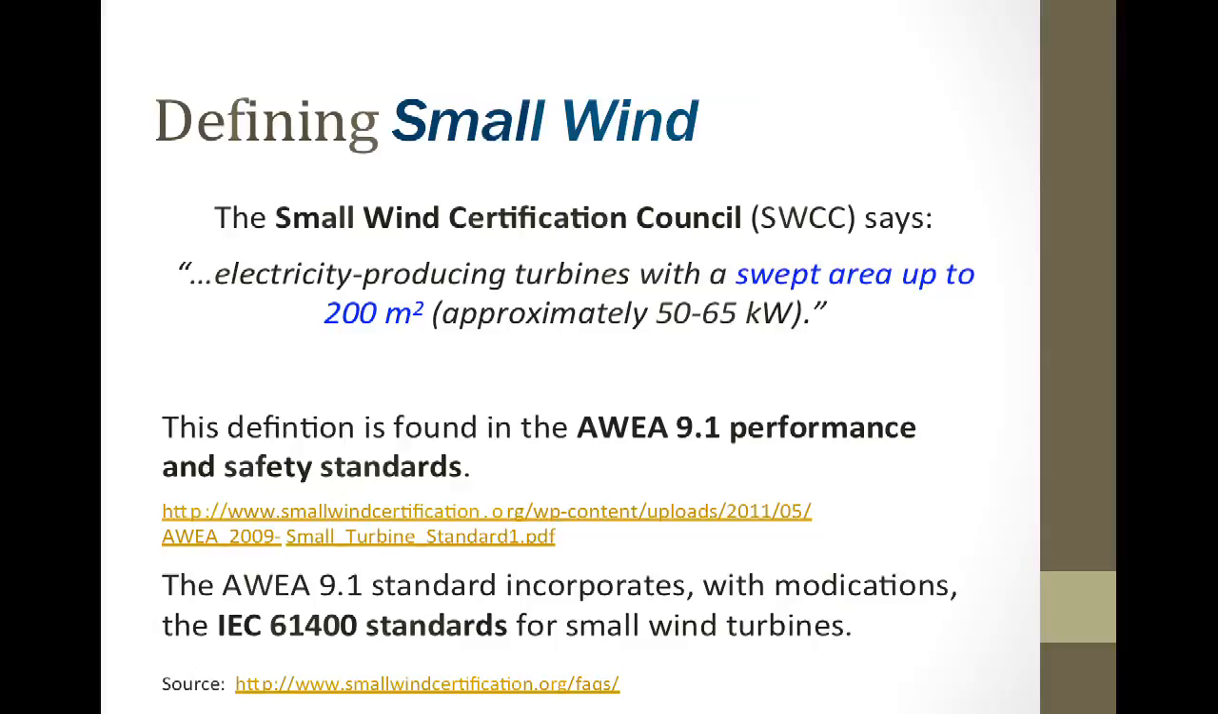Now, there's one other organization that we want to talk about. You've heard me mention it before, the Small Wind Certification Council, SWCC. So they're saying that a small wind is a machine that has a swept area up to 200 square meters. And if you remember, we did some calculations here. 200 square meters is going to get me, I probably won't be able to capture or harvest any more than 65 kilowatts of energy. So there's another organization, AWEA, that we saw before, and they have some performance and safety standards that are listed here, and you can see the URL for it. And so this is how these are spelled out.